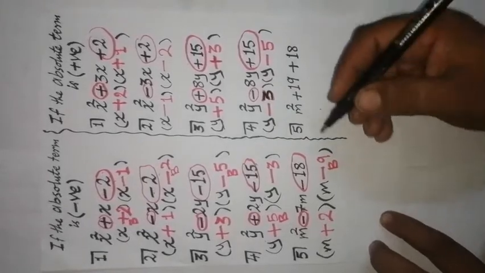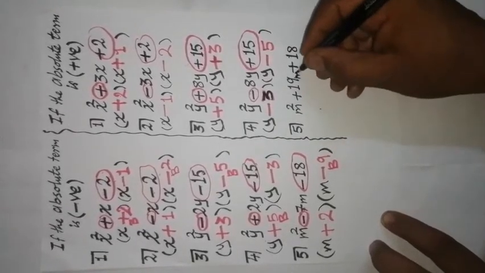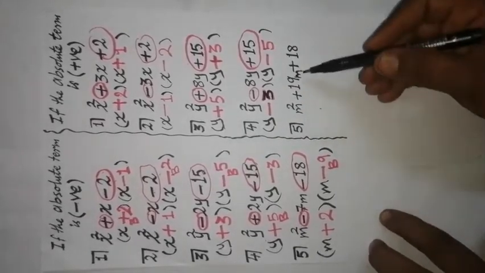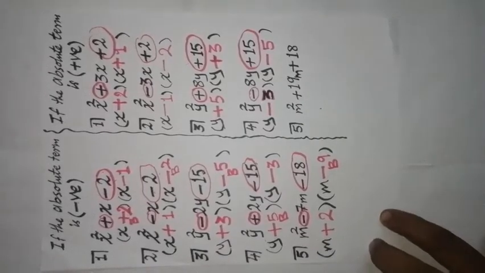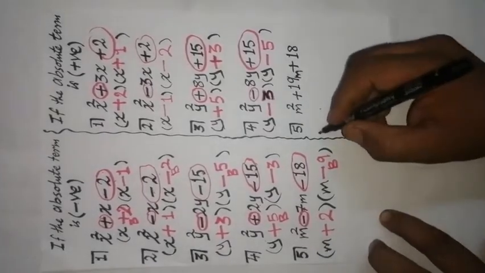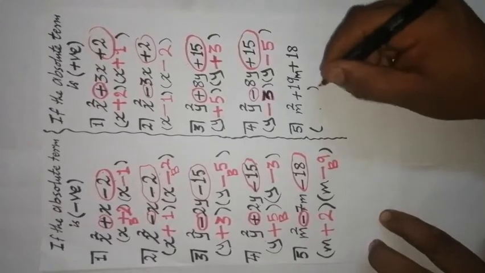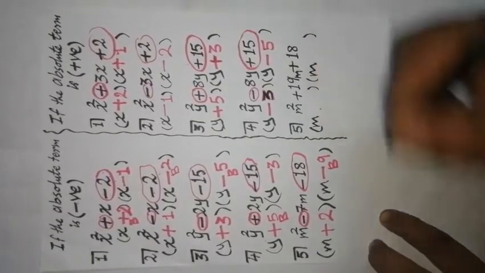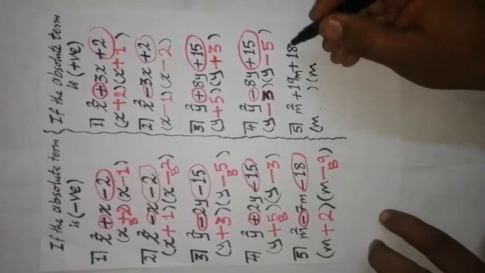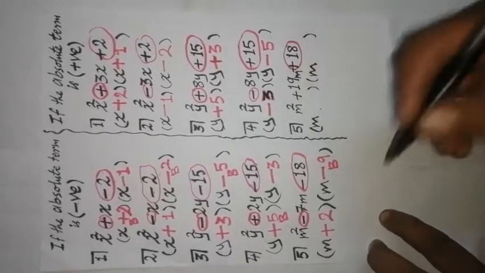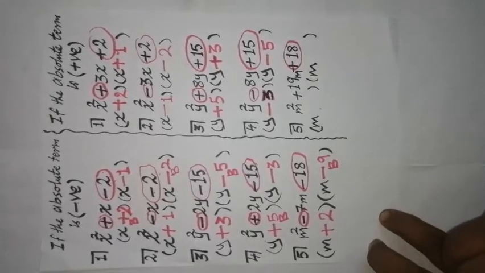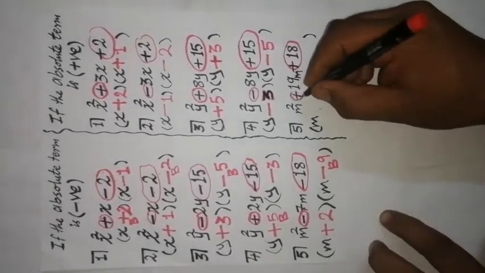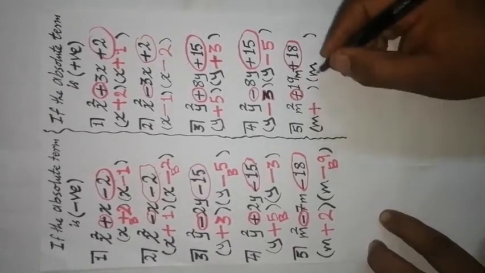M squared plus 19 m plus 18. M squared, m number. Y squared, y number. This is a second degree equation. So I'll open my brackets. M, m. Okay, first we care about the absolute term. What's the sign here? Positive. So both of them are positive or both of them are negative. Is it positive or negative? It depends on the middle term. Positive, so both of them here are positive.